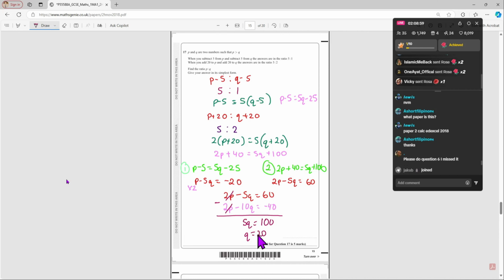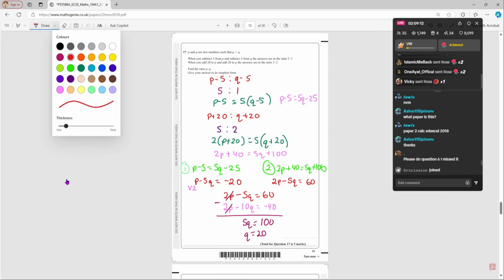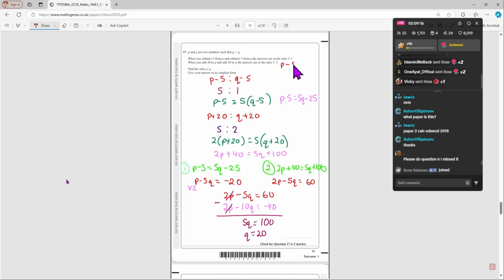Once you have done that, you have found the value of Q. Now to find the value of P, we're going to substitute it into one of our equations. So we're going to substitute it into this one over here. I'm going to do it up here. We have P minus 5Q is equal to minus 20.